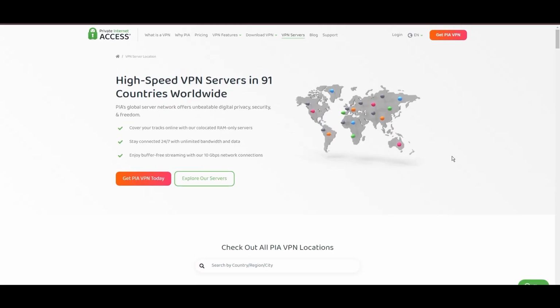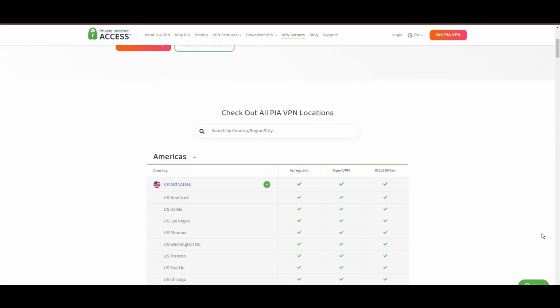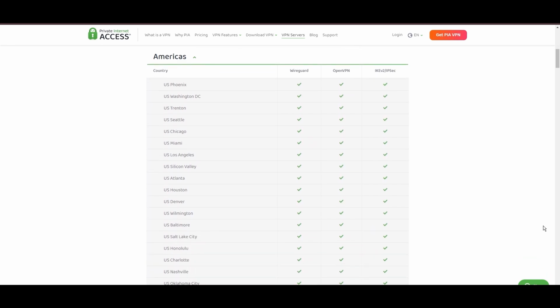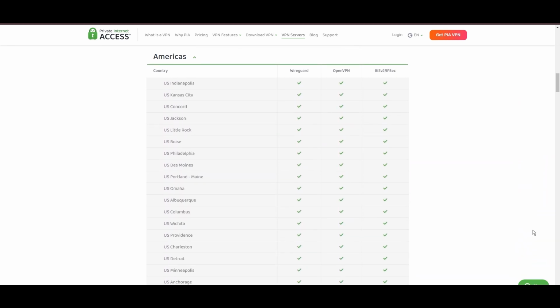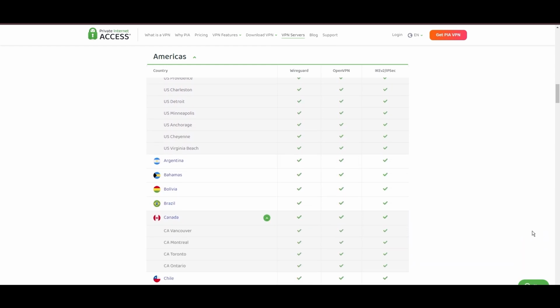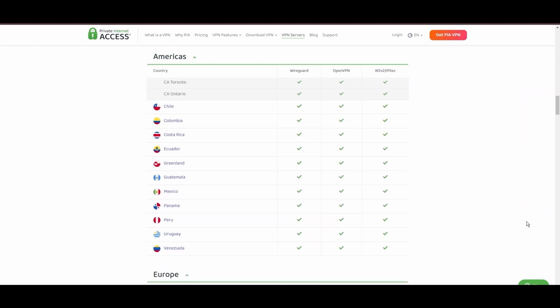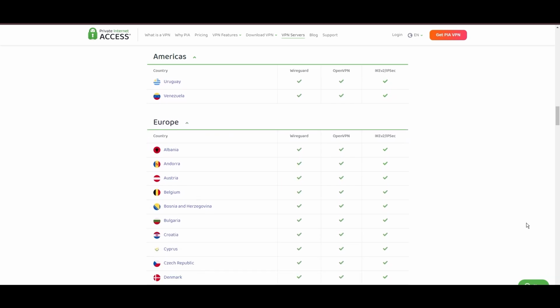Stepping into the spotlight with a formidable network, Private Internet Access, PIA, VPN shines for its unparalleled range of over 35,000 servers globally. This massive server network not only surpasses giants like NordVPN and Surfshark but also solidifies PIA's position as the preferred choice for those valuing server diversity and accessibility on Firefox.